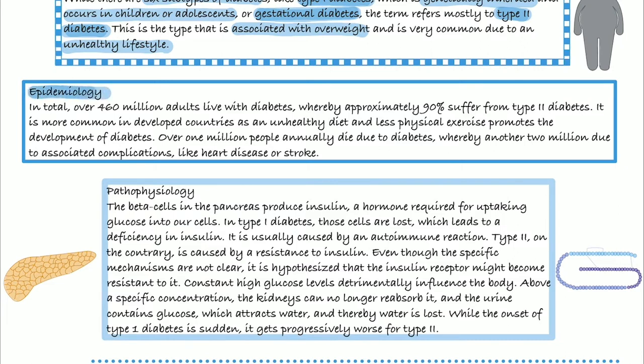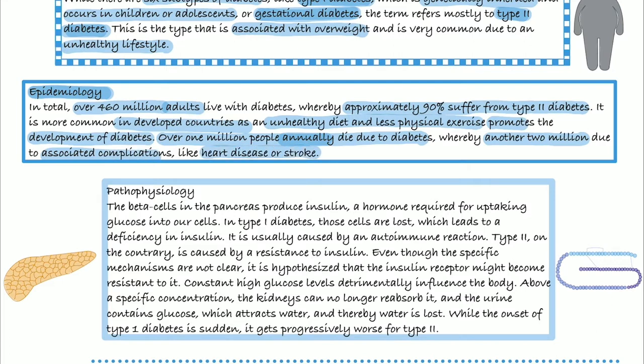So over 460 million adults live with diabetes. Approximately 90% of those suffer from type 2 diabetes. It's more common in developed countries as an unhealthy diet and also less physical exercise promote the development of it. Over 1 million people die annually due to diabetes, and another 2 million due to associated complications, including heart disease and also stroke.